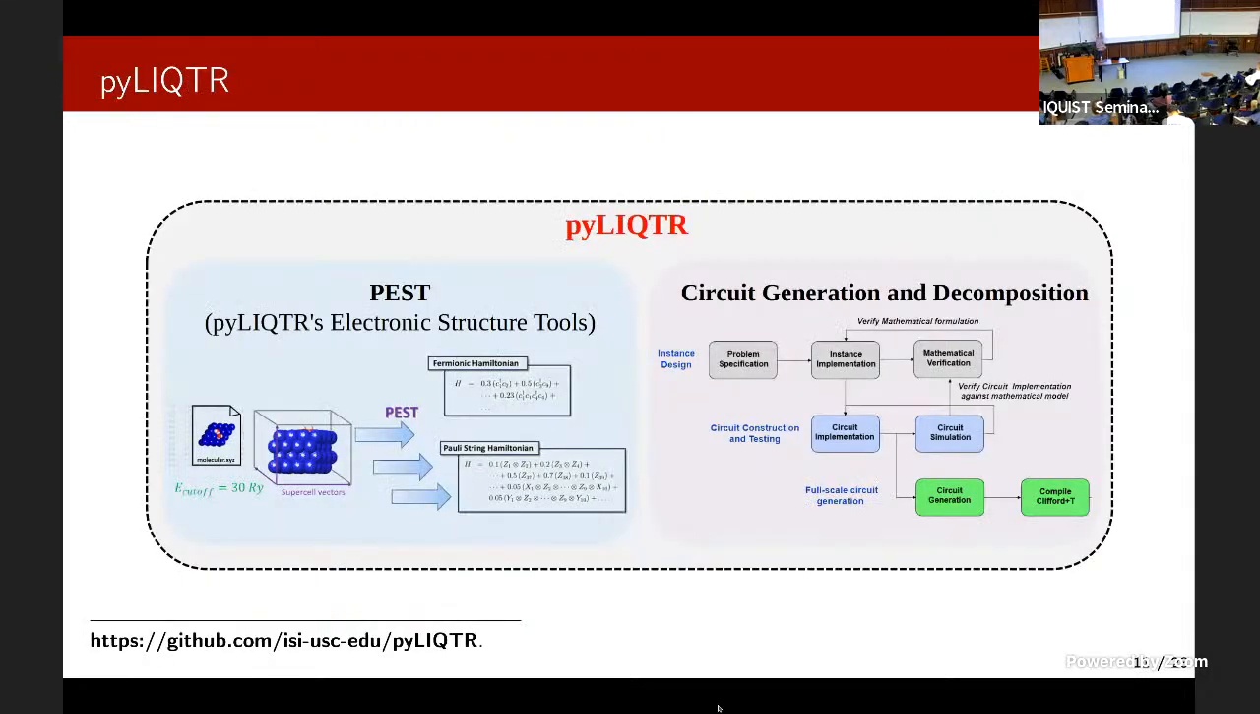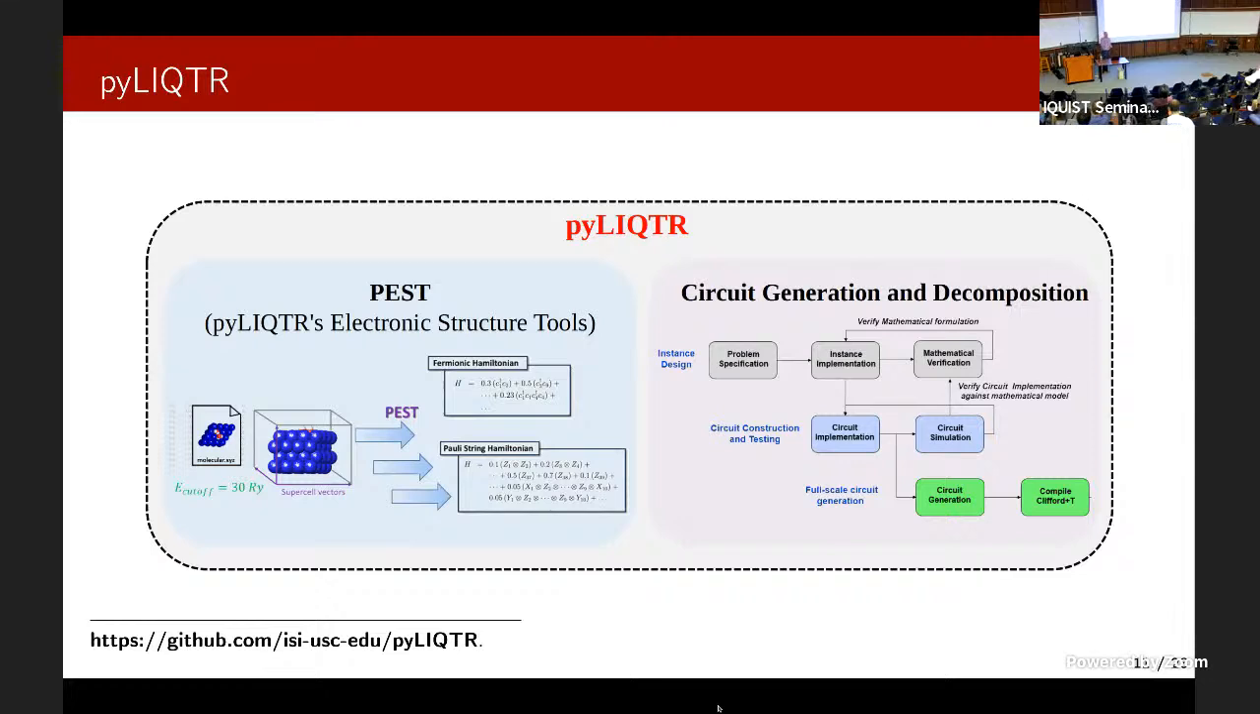Okay. When you put this all together, there's a software package that was developed as part of this program out of MIT Lincoln Labs called PyLictor. There are some tools for electronic structure where it encodes the Hamiltonian. You can pass in the molecule XYZ file you want. It'll generate Hamiltonians, both fermionic and Pauli string. And then that'll get generated into a circuit and decomposed, which eventually gives you a resource estimate.